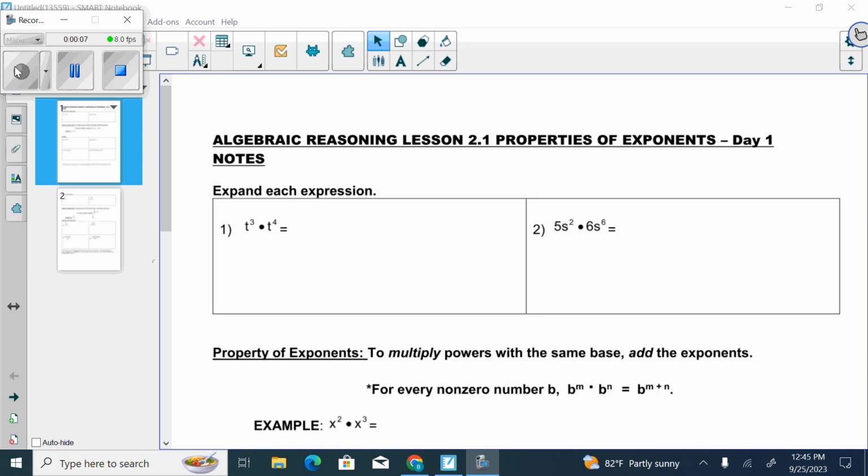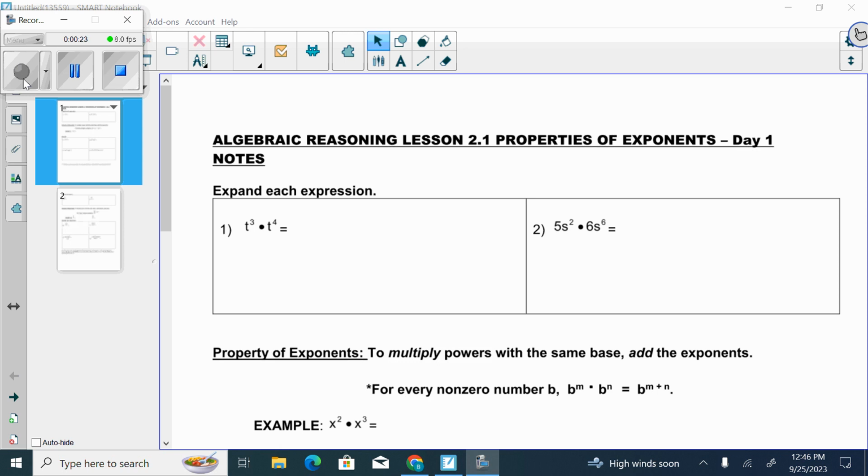We are going ahead and starting our next unit. So we're moving on from writing those equations. We're moving on to unit 2, which is going to be about our exponents.